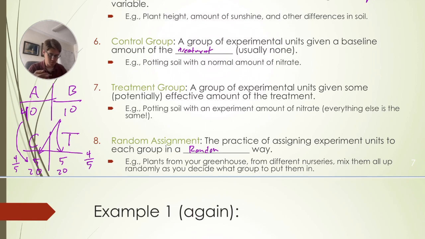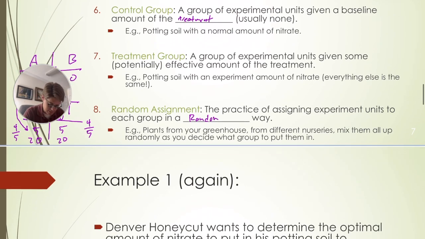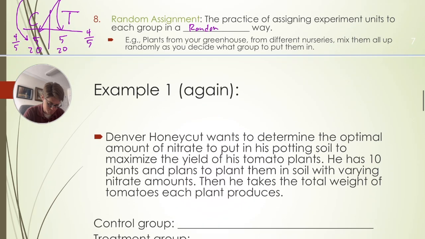And so randomness is one of the best ways to try and evenly distribute the values of the lurking variable across your treatment group and your control group. And so that's why random assignment is so very important. That's why it gets its own bullet here.